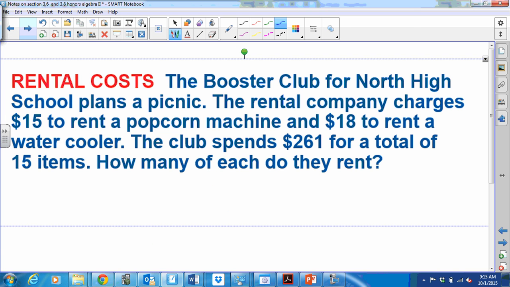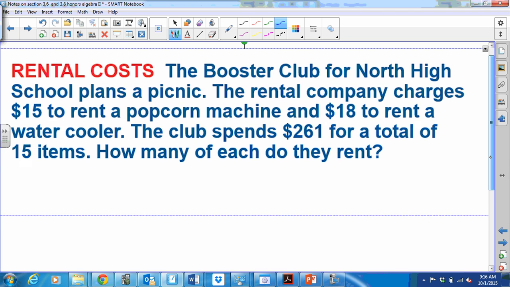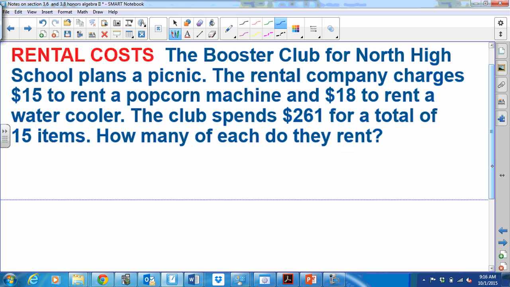So how do we use this? The Booster Club for North High School plans a picnic. The rental company charges $15 to rent a popcorn machine and $18 to rent a water cooler. The club spends $261 for a total of 15 items. How many of each do they rent?